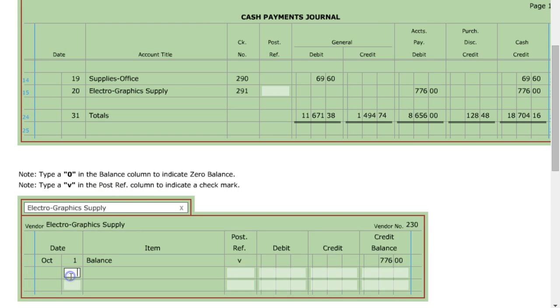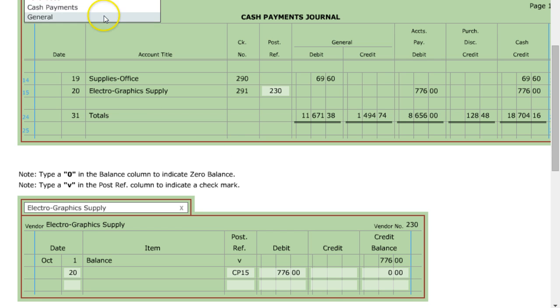So we're going to find Electrographic Supply. We're going to put in the date for the 20th. We're going to put in the page number, which for the cash payments journal, it's CP15. And we're going to put $776 in the debit column. Now, because it has a credit balance, opposites subtract, and that's going to equal 0. We're going to put the account number 230 right up here.